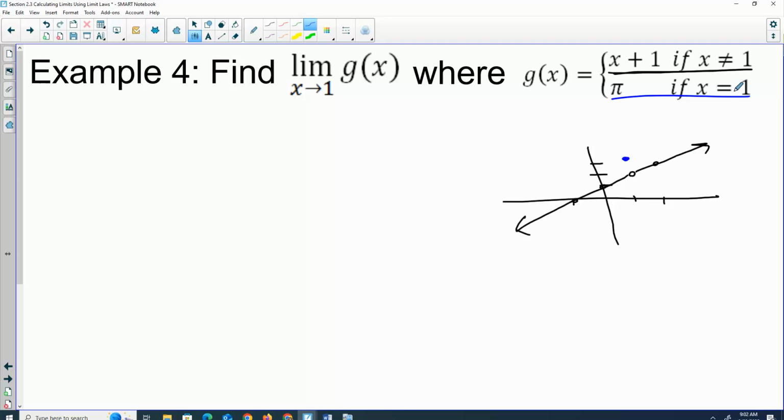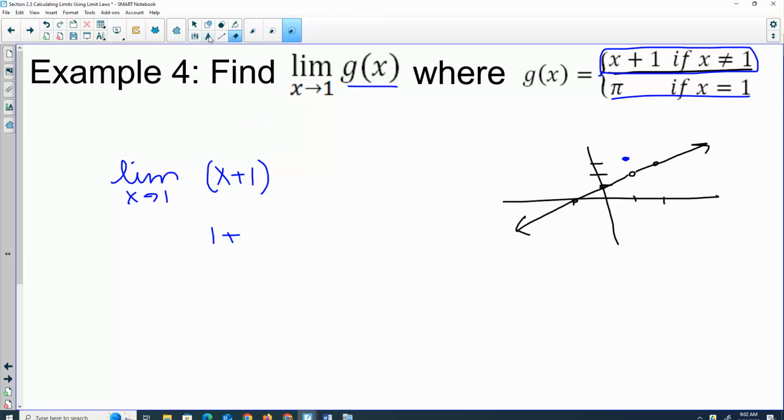Okay, does the limit care what happens at 1? No. If I am approaching 1 on this function, then I have to be on this first piece because it's everywhere except 1. So you're on the line x plus 1 as you are coming in towards 1, because the limit doesn't care what happens at the point, and that's just a polynomial. So you can plug in your 1, and 1 plus 1 is 2.